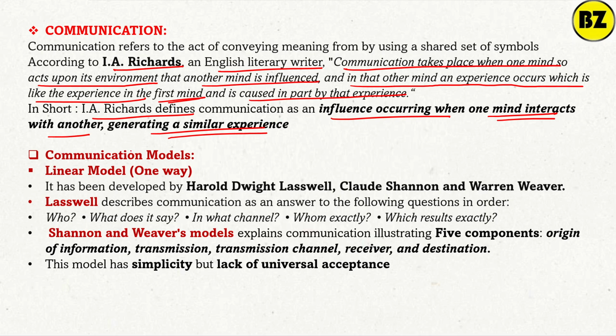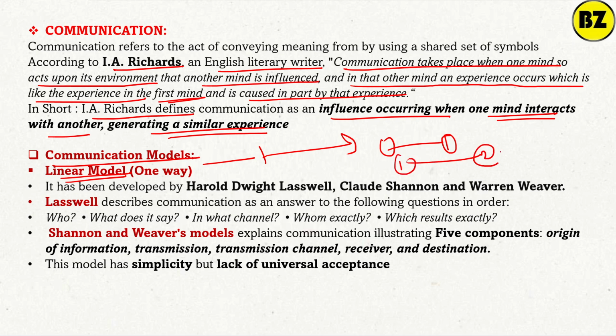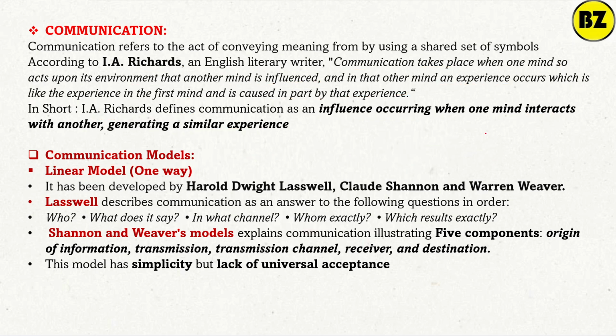Now come to the point, we have discussed the different communication models. What is a linear model? Linear means what? One way communication. You are sending from one place to another place. For example, you are sending a courier from one place to another place, right? It is like one way communication. Okay, it is called the linear model.